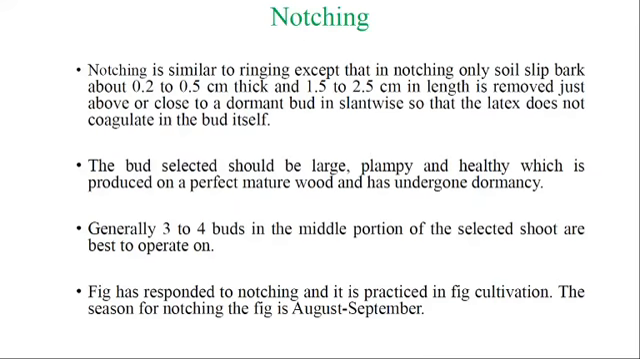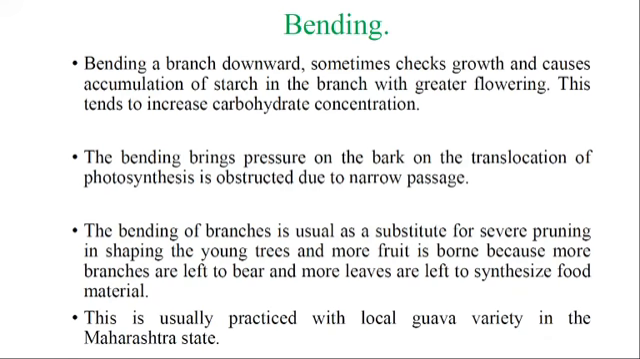Generally 3 to 4 buds in the middle portion of the shoot are best to operate, and fig has responded to notching, and it is practiced in fig cultivation. The season for notching fig is August to September. So notching is generally done towards the bud, and with the help of that we obtain quality development of the plant. That is notching. And the next one is bending.